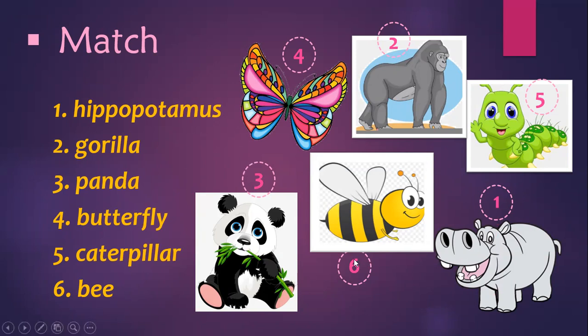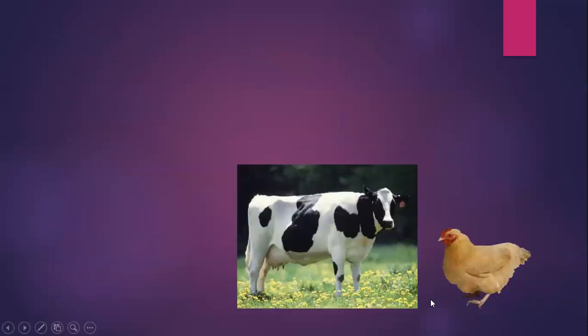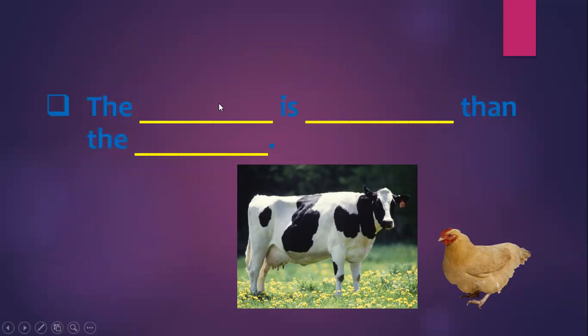So now we are going to use these words in our sentences. We are going to compare these animals and we are going to compare these insects. So using some adjective. Okay, let's see this. Look here, in this picture you can see a cow and in the other a hen. Remember, not a chicken, a hen. So here we have, what animal is this? The cow is what?